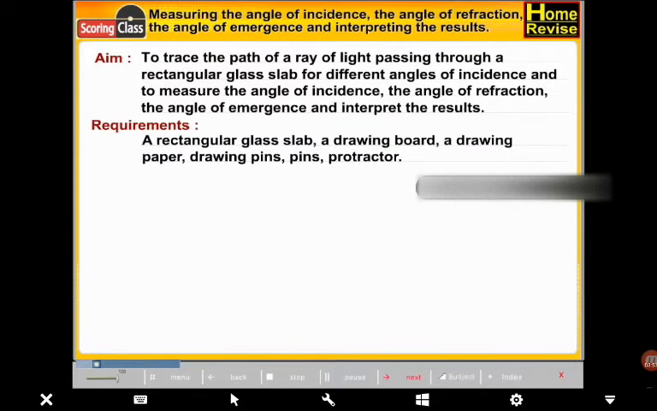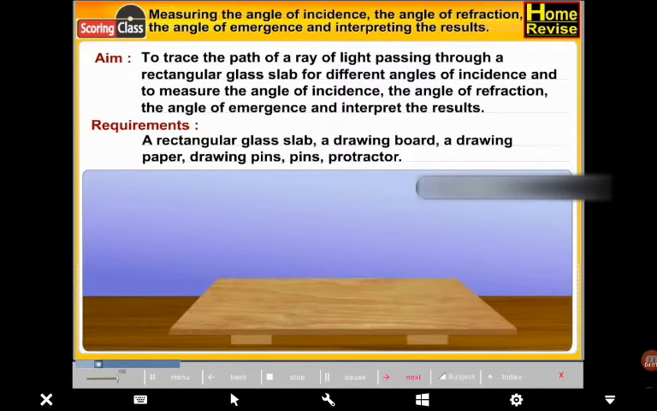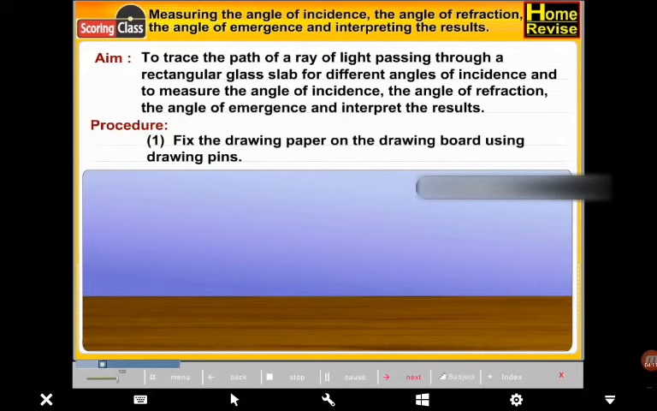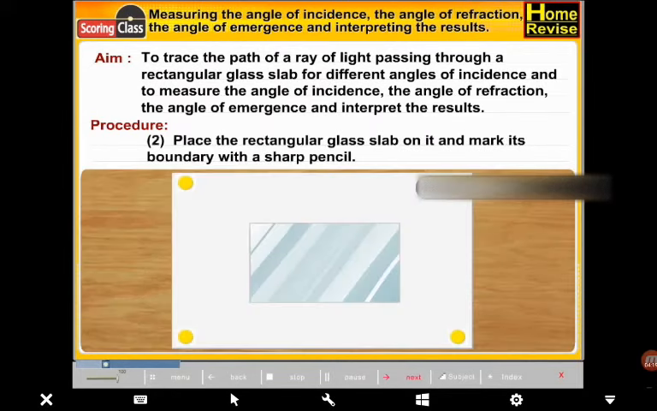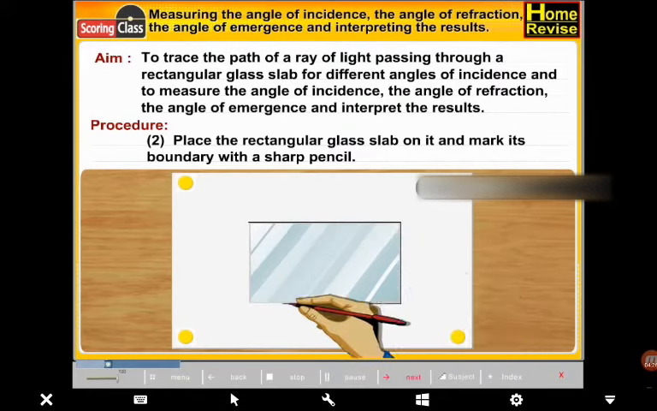Requirements: a rectangular glass slab, a drawing board, a drawing paper, drawing pins, and a protractor. Procedure: fix the drawing paper on the drawing board using drawing pins. Place the rectangular glass slab on it and mark its boundary with a sharp pencil.